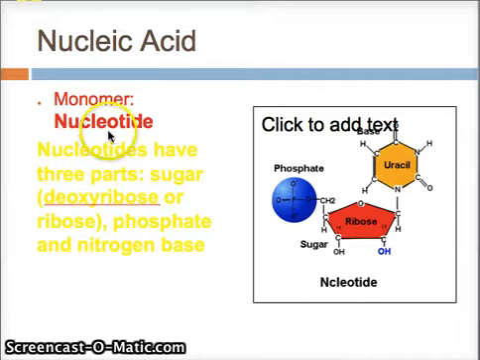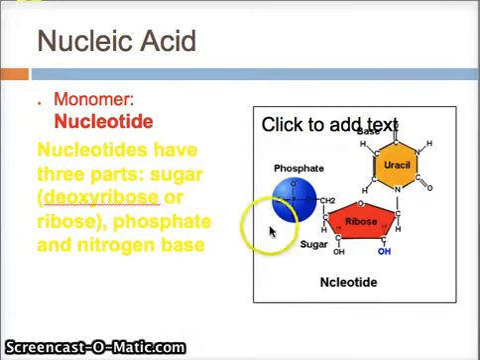Now remember, color change here. Yellow means summarize this information. Now a nucleotide is going to be made of 3 parts. The first part is this guy right here. That's a sugar. You have 2 options for those sugars: deoxyribose or ribose.